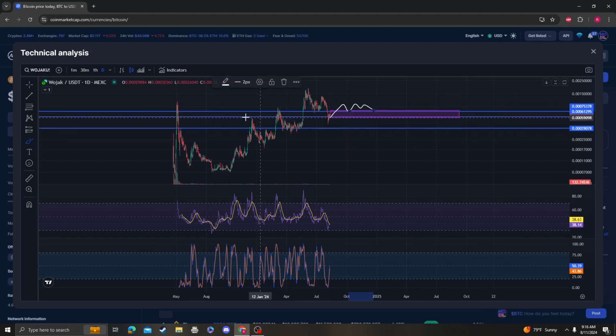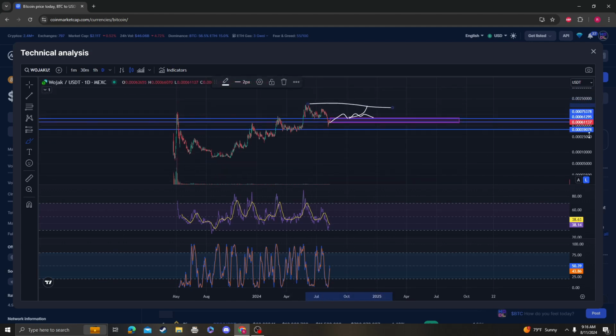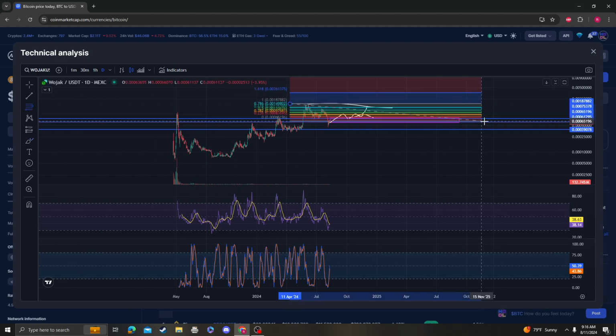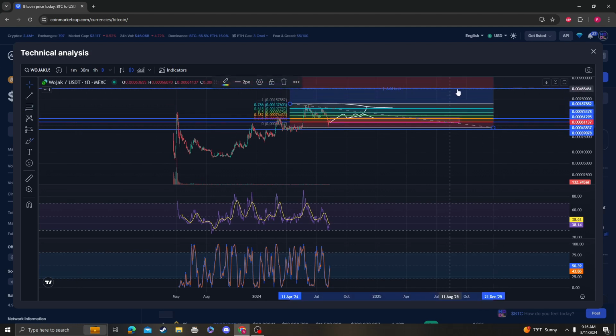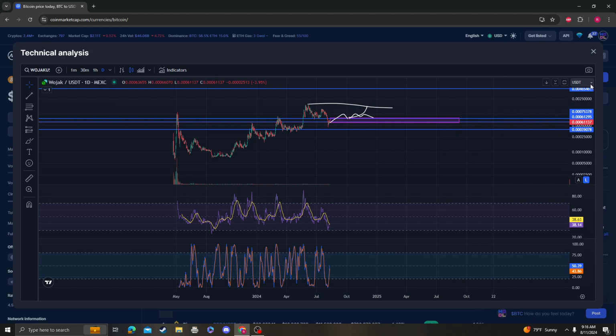Once we break that, and as long as we're not in this channel, then we should continue up and hit this previous high. And once that breaks, the next target is going to be around 2046, which as of today is going to be around a 6 to 7x, okay? But keep in mind, none of that is going to be valid unless we break this area of resistance.